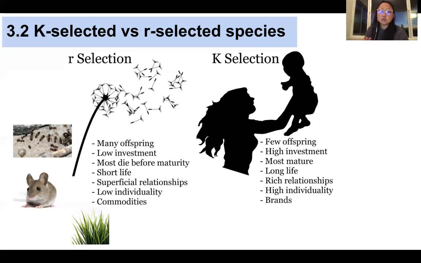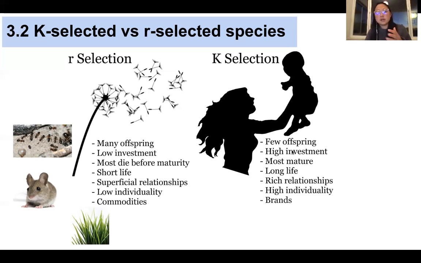K-selected species are usually bigger, larger creatures, and so they have fewer offspring. For example, what this picture shows is that humans are considered a K-selected species. Most families will have like 1 to 3 children, right? And high investment means K-selected species invest a lot in their offspring. For humans, we take care of our offspring until they're 18 years old or older, right? You would never see a mouse do that, right? Or an ant.